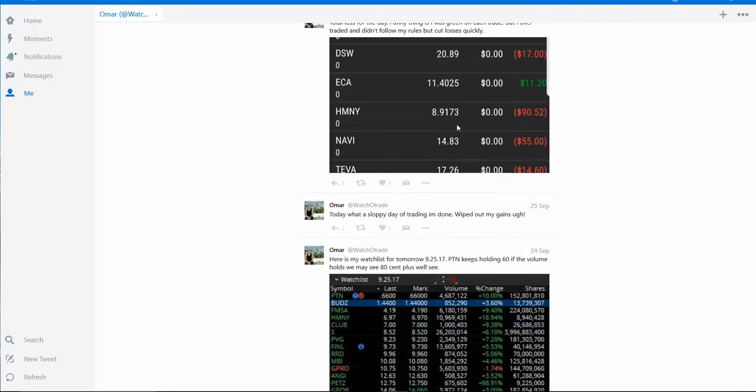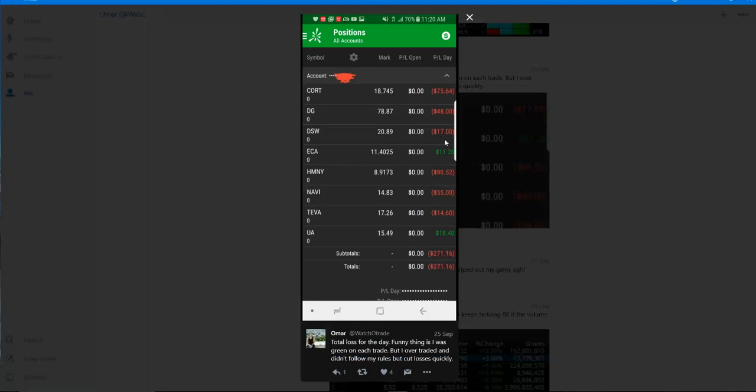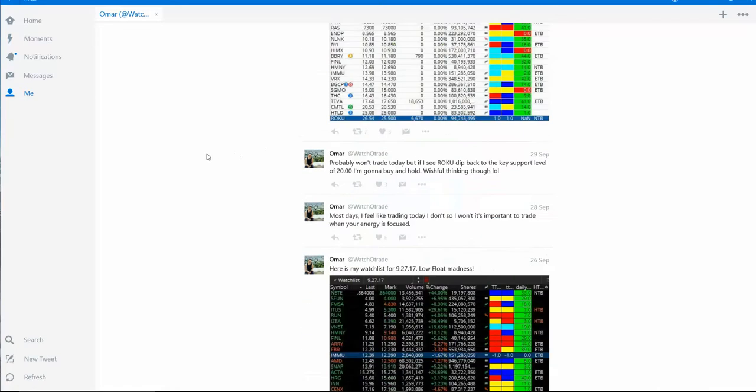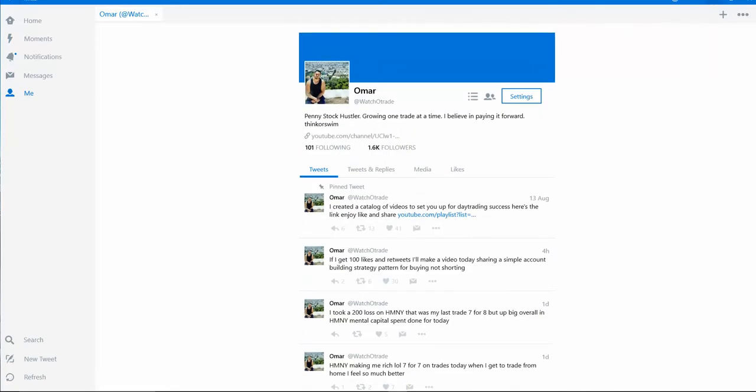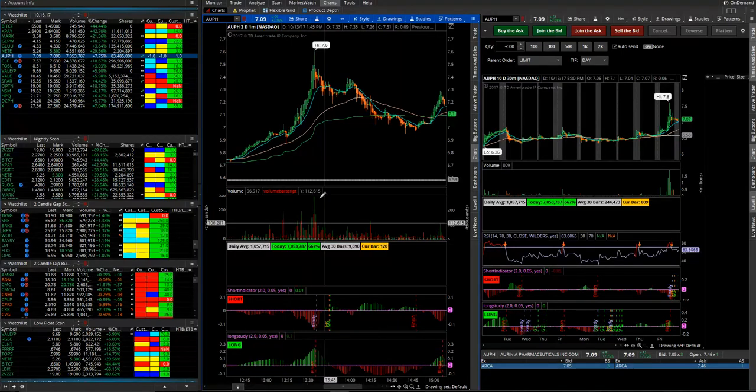So here's a day where I lost, and I was talking about how I lost 271 this day, but I cut my losses quick. And I just used Thinkorswim. I had the big boy Centerpoint account, but most of my trades are from work. So it's very difficult for me to trade. So I've been struggling with my trading because of that.